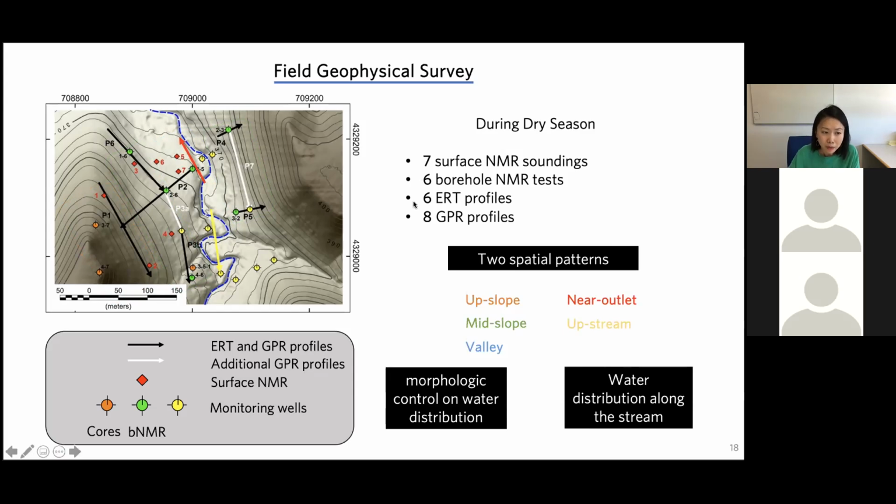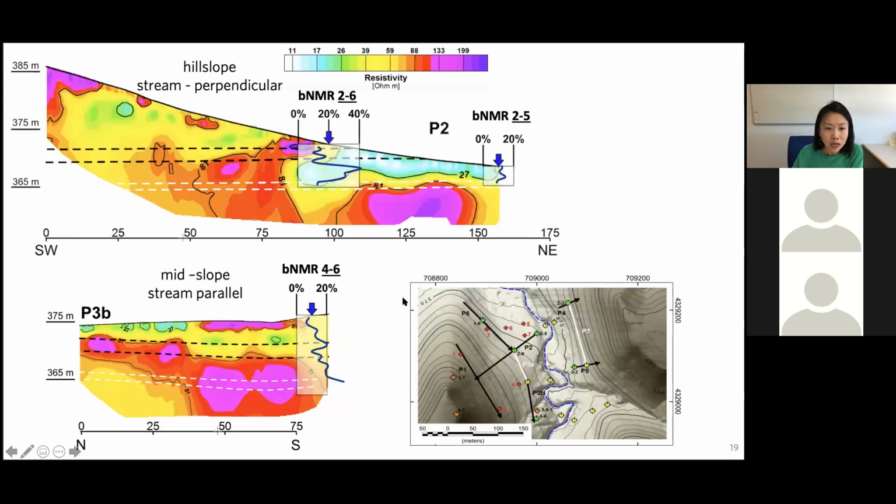So this is probably going to be a bit busy in terms of our symbols, and I just want to point it out. All these circles indicate the monitoring wells, the circles colored in green indicate the borehole NMR, and the circles colored in orange indicate where we got our core samples, which I'm going to introduce later. So I want to show you some of the results. And here I show these two profiles, P2 and P3B. P2 is this profile here, and P3B is this profile here.